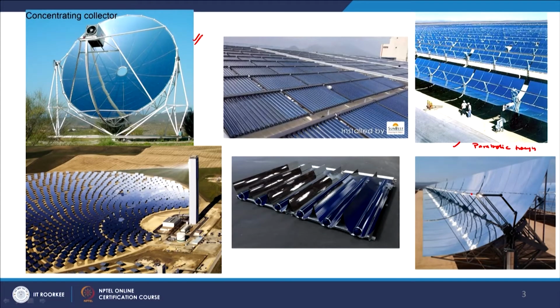We have a dish antenna which focuses the solar energy onto this receiver, and then this is a solar tower where we have a large field of solar reflectors, and they all reflect the radiation towards this tower, in which the steam is basically generated.